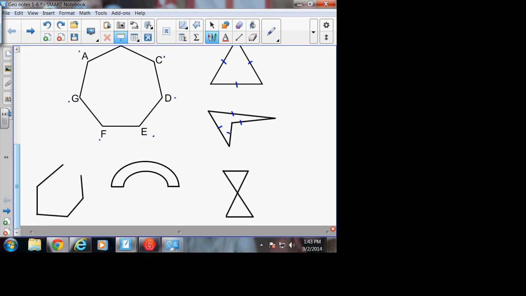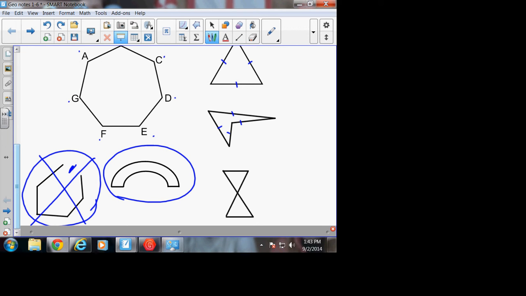We also have a set that are not known yet. So we're going to go through these things. Is this one a polygon? No. Why not? Close. It's not closed. It's missing this little piece right here. So it is not a polygon.